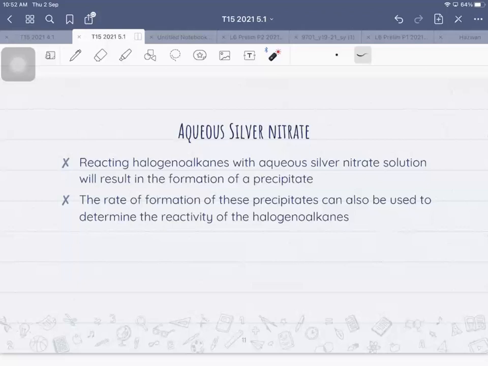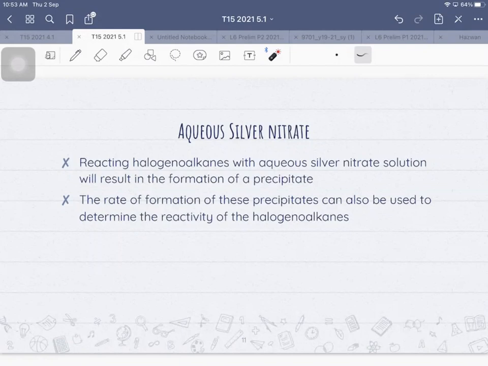because when we react halogenoalkanes with aqueous silver nitrate solution, it will result in the formation of a precipitate. Now, that formation of the precipitate is actually the second part of the reaction. The first part is that your halogenoalkanes must be hydrolyzed first. If you don't release the halides into the solution, it wouldn't produce a precipitate. If you didn't have water, if you just used molten silver nitrate, there wouldn't be a hydrolysis reaction and you wouldn't be able to form a precipitate with your halides.